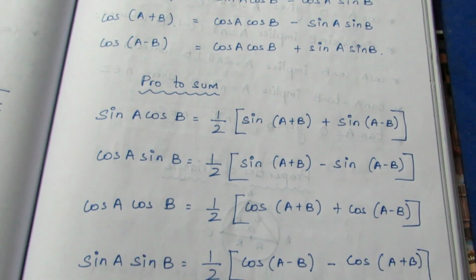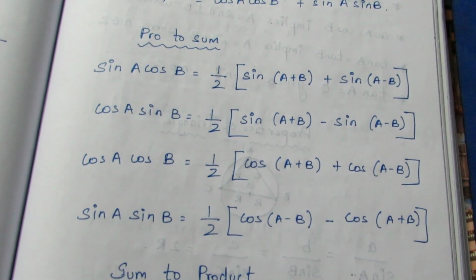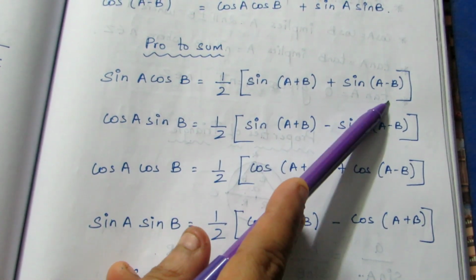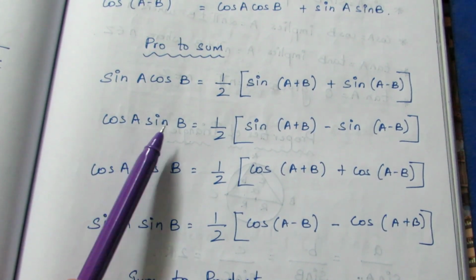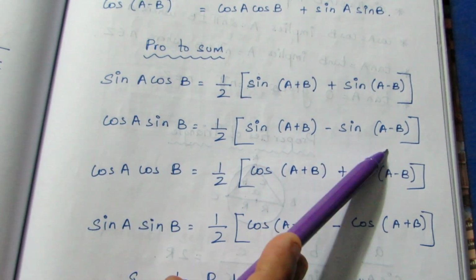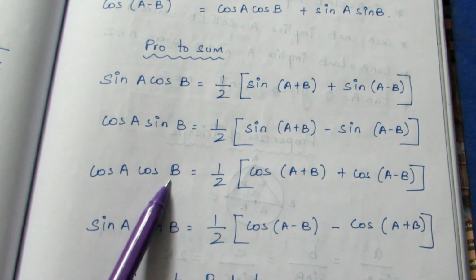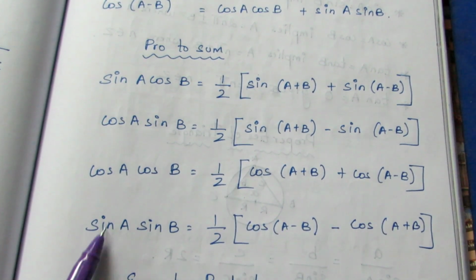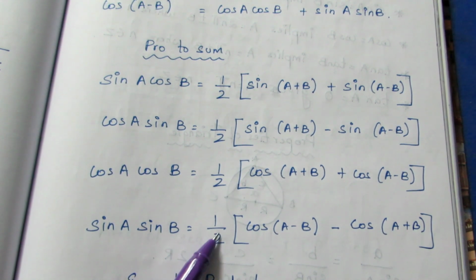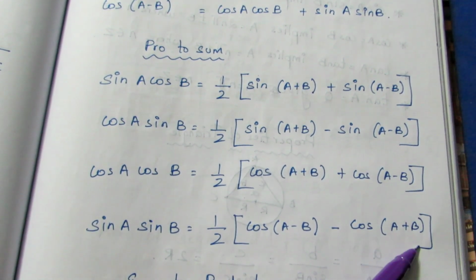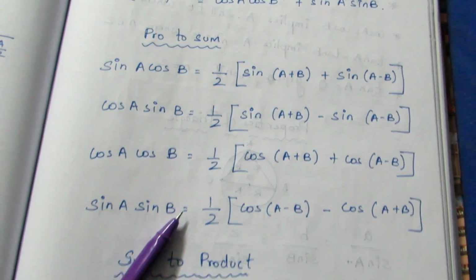Now just have a look at the formula. Sin A cos B is equal to half into sin(A plus B) plus sin(A minus B). Similarly, cos A into sin B equal to half sin(A plus B) minus sin(A minus B). Cos A cos B equal to half cos(A plus B) plus cos(A minus B). Sin A sin B equal to half cos(A minus B) minus cos(A plus B). No need to mug it up, just have a look.